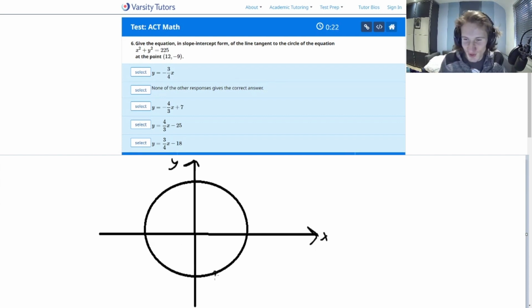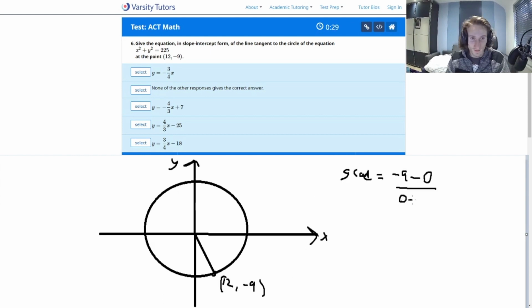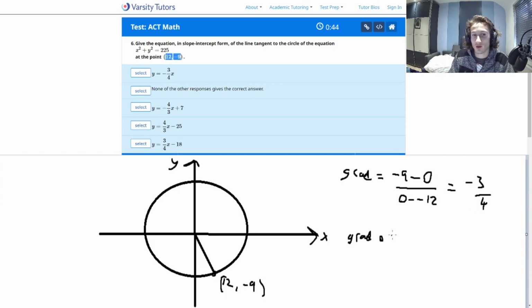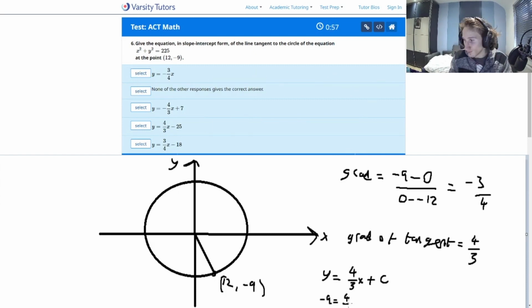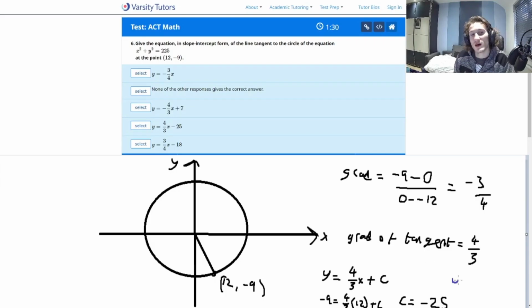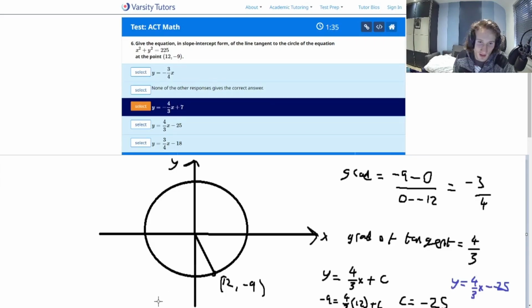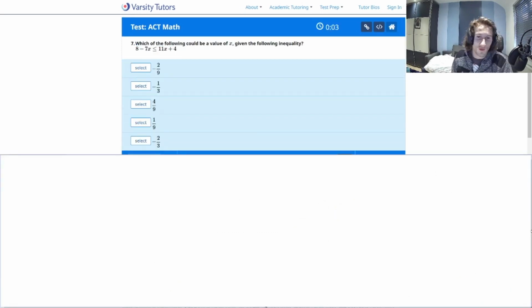Geez, these are the questions you have to answer at 16, 17. Alright. So what we're going to do is find that gradient there, because we know that the center is at 1, 1. So the gradient is negative 4/3. So we know that, you're wrong!